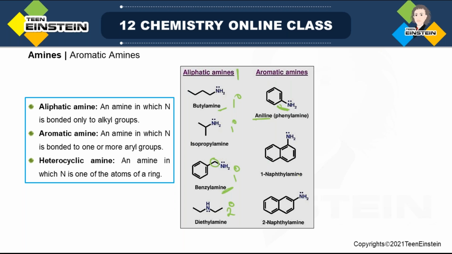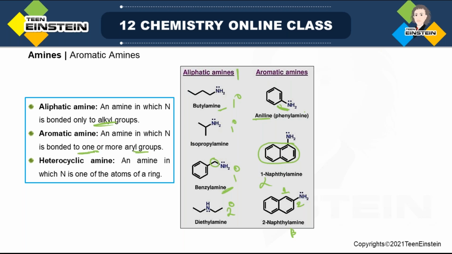Then 1-naphthylamine, because this part is naphthalene and you have NH2 at one position, that is why the name 1-naphthylamine. Similarly, this is position 1, this is position 2, it will be 2-naphthylamine. Sometimes it is called alpha-naphthylamine, this is called beta-naphthylamine. Fine. So aliphatic amine means nitrogen will be bonded to only alkyl group, but aromatic amine means it will be bonded to one or more aryl group.